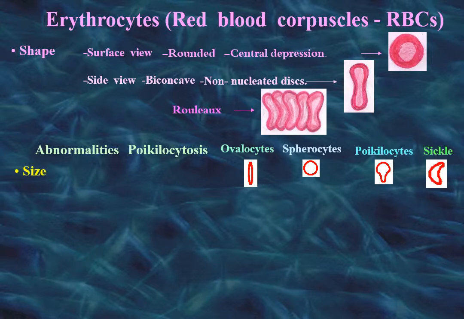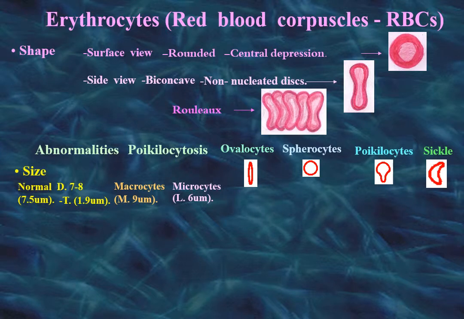Size. The normal diameter of RBCs varies between 7 to 8 micron, with an average of 7.5 micron. Their thickness is about 1.9 micron. Few RBCs may be larger with a large diameter more than 9 micron. They are called macrocytes. Also, few of them may be smaller with a small diameter less than 6 micron. They are termed microcytes.